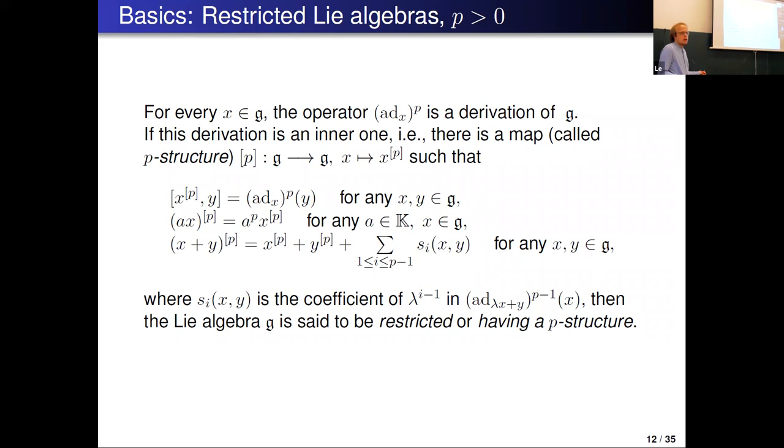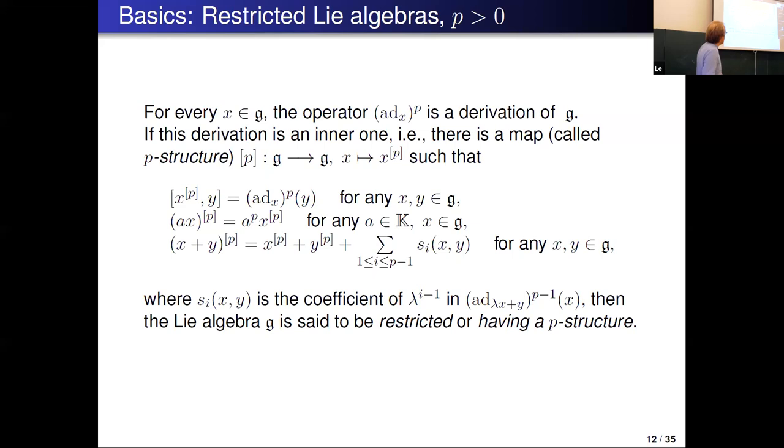So the characteristic chooses p, so there's only one p and it should be very concrete, right? Yes, yes. How restrictive is this notion of restricted? You have a lot of examples. For example, the algebra of vector fields will be restricted only in a few cases.